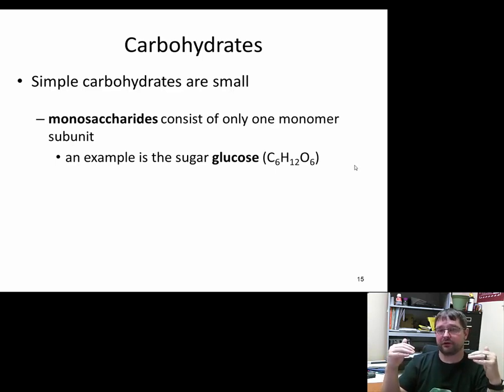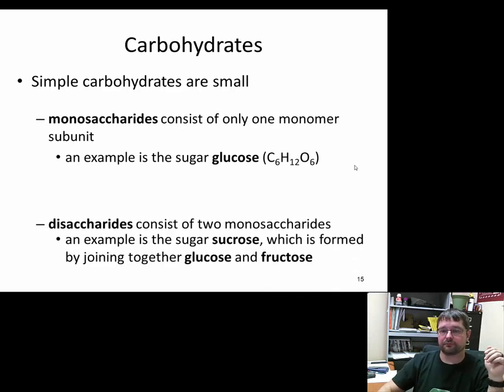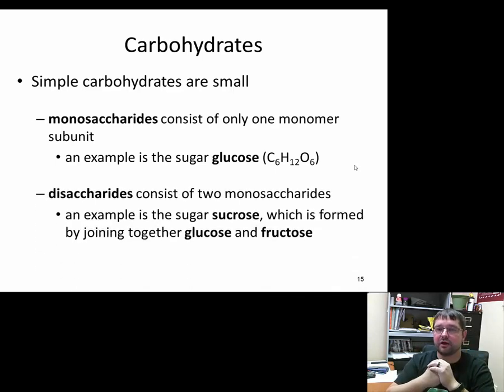But it's also easy to break down. Our body has evolved, and other organisms' bodies have evolved, to be able to digest things like glucose. Now you can also have disaccharides, which are still simple carbohydrates and just consist of a couple monosaccharides. So you get things like sucrose. This is table sugar, and that's really the combination of glucose and fructose. These other simple monosaccharides bound together to make a slightly more complex sugar.